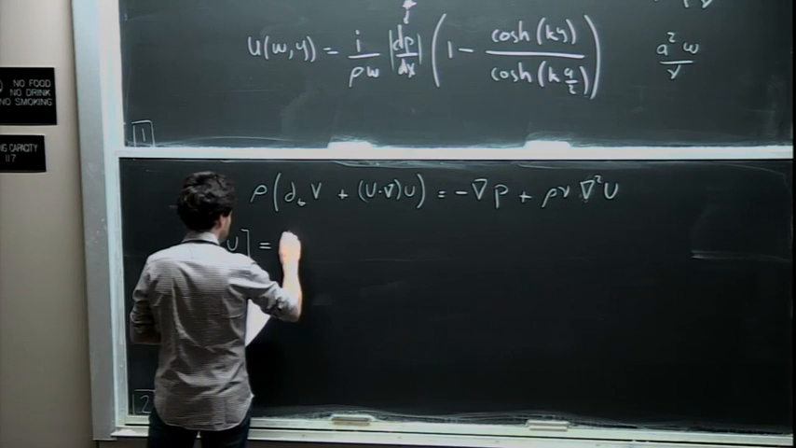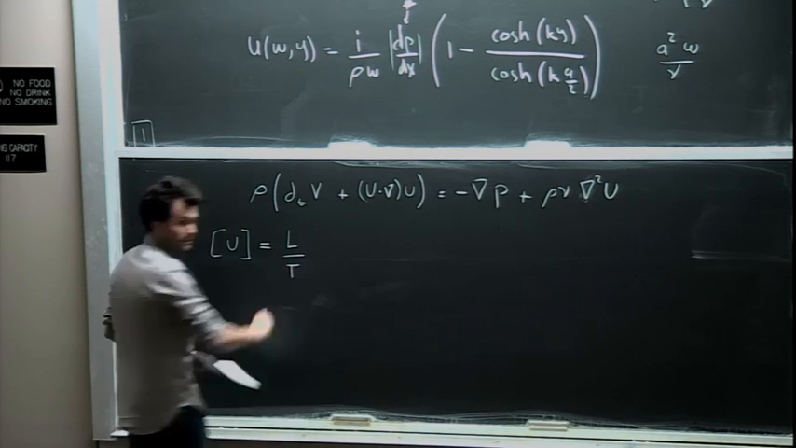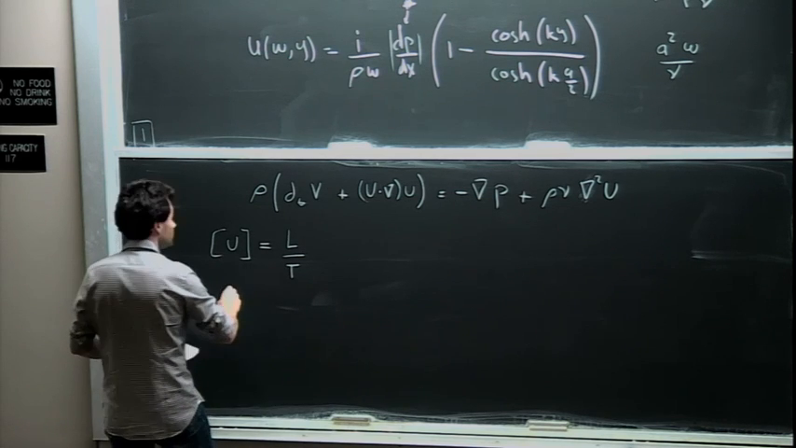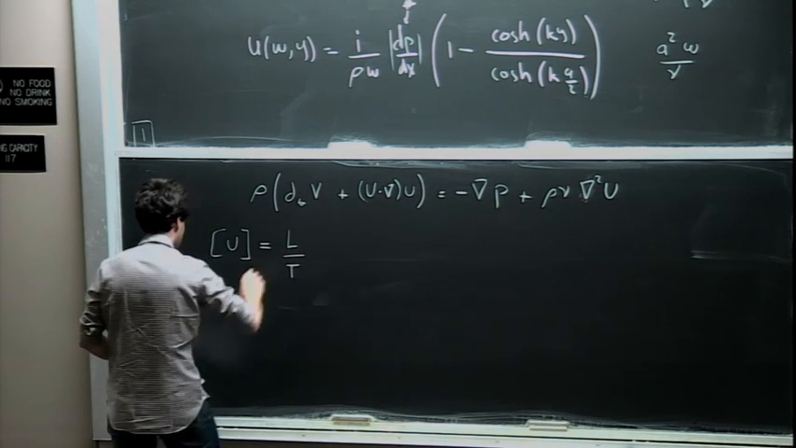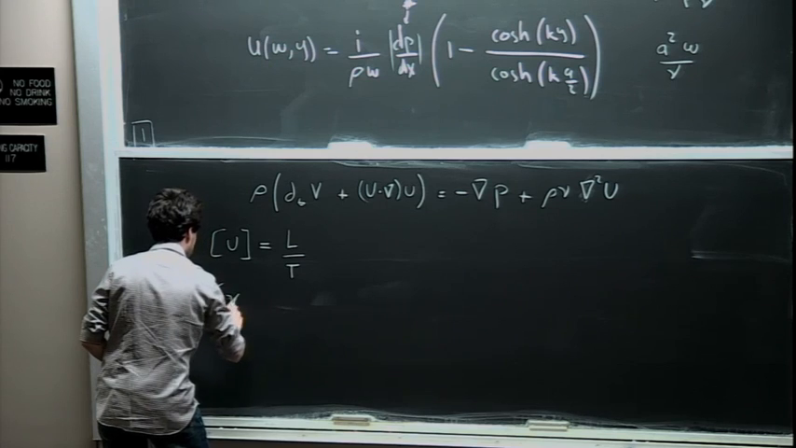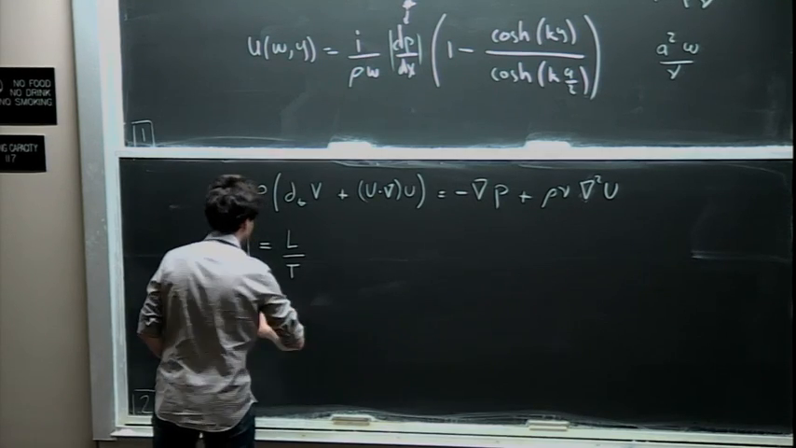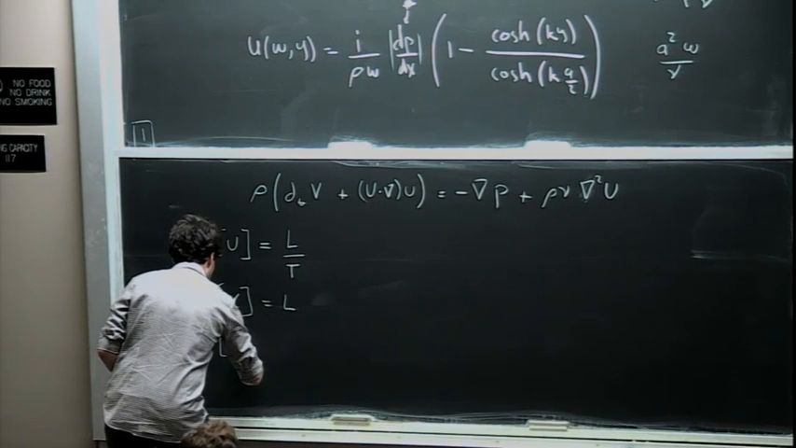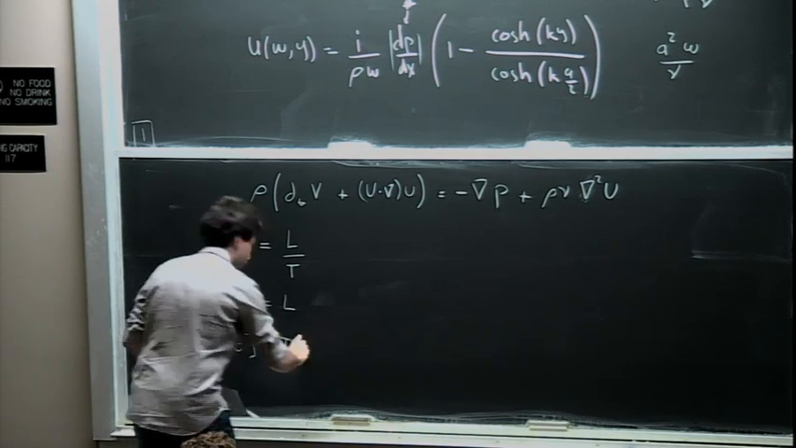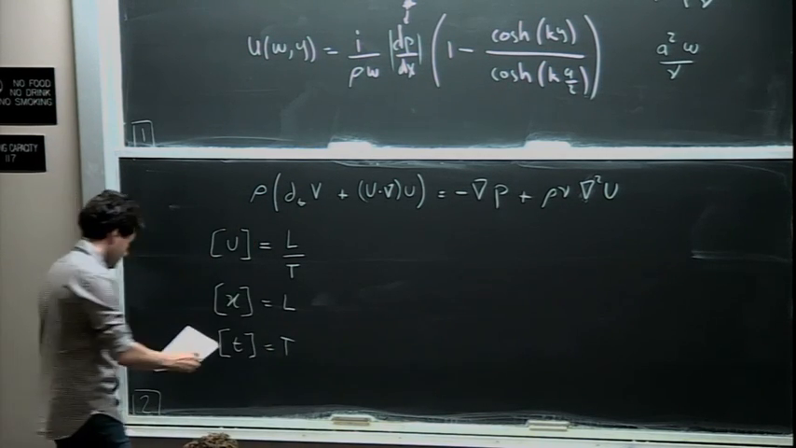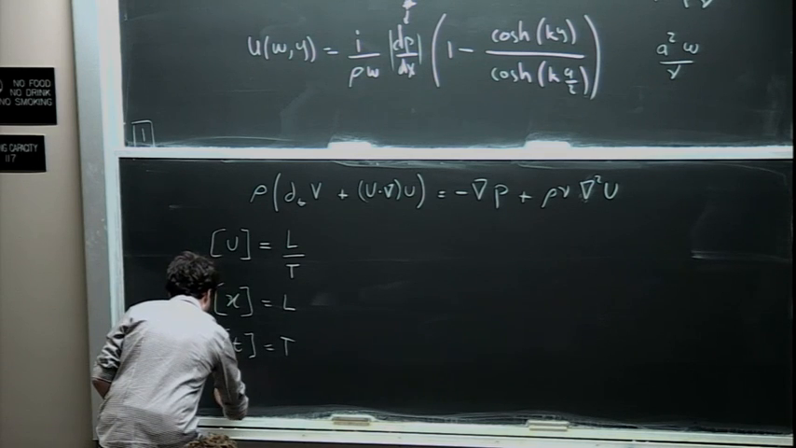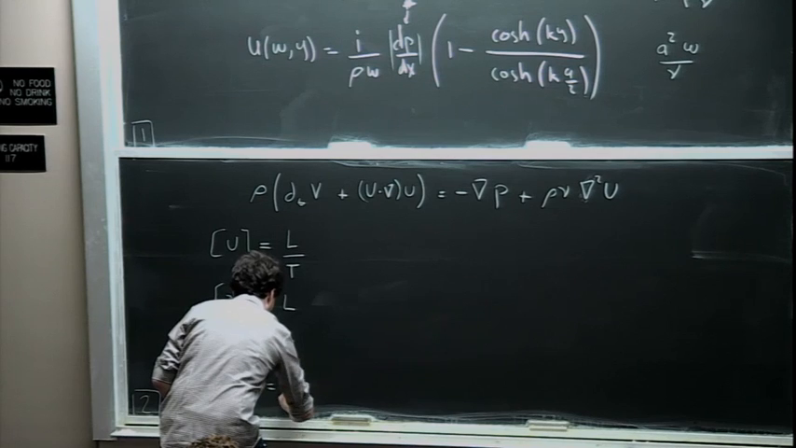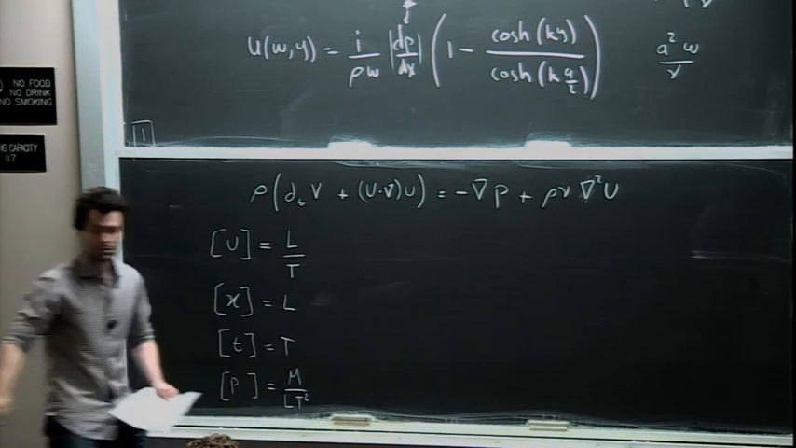And the units of the speed are length over time. Okay. Then we have x. We have gradients in x. So we have a spatial variable, and this has units of length. Then we have a time derivative, so this has units of time. And then finally we have a pressure, and pressure has units of mass over length times time squared.